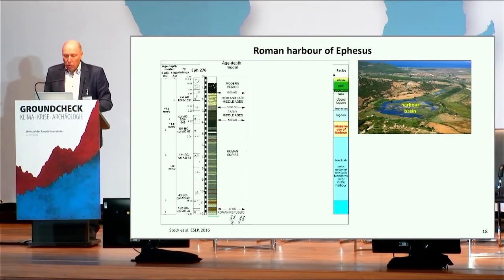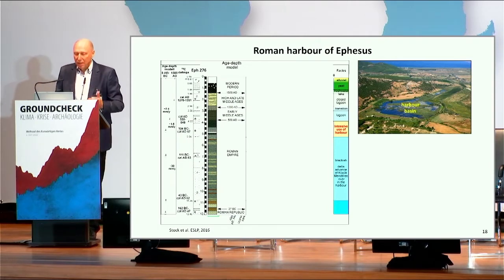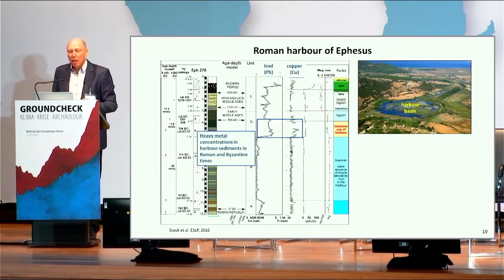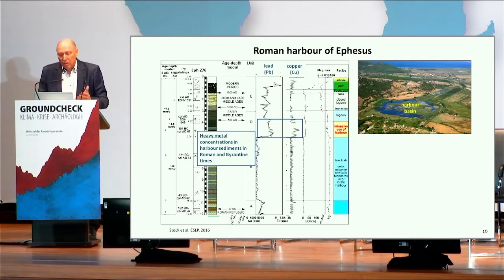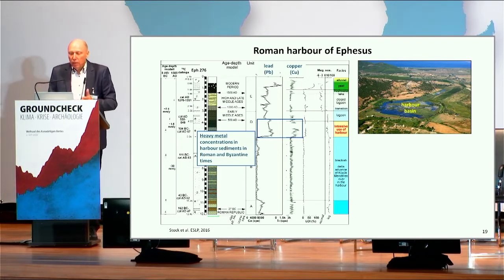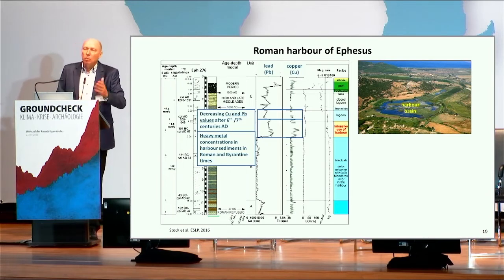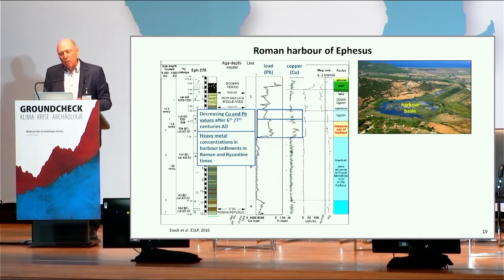And in our drill core, we see the time when it was intensively used. Because in that time, you see pollution with heavy metals. This is, for instance, lead. This is copper. In the time of the intensive use, and when the city is more or less given up, you see that these contaminations, they decline.